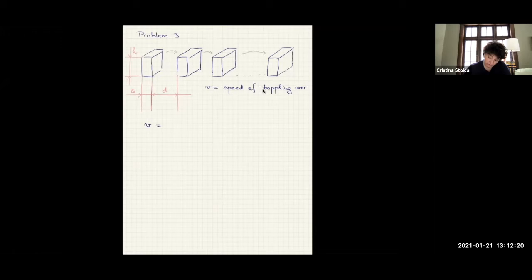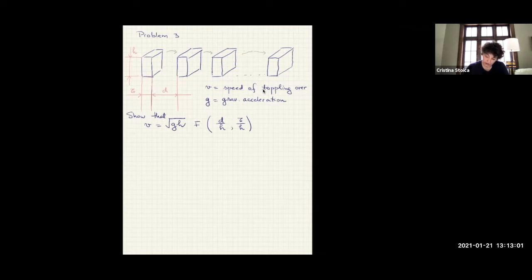Okay. So they say it should be something that depends on the gravitational acceleration, okay? Then on h, the height of one of these pieces, and then there is a function of d over h and tau over h, okay? So show that v can be expressed in this way, where g is the gravitational acceleration, okay? And the rest you kind of know.